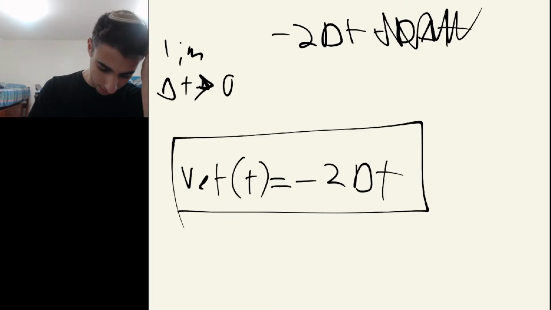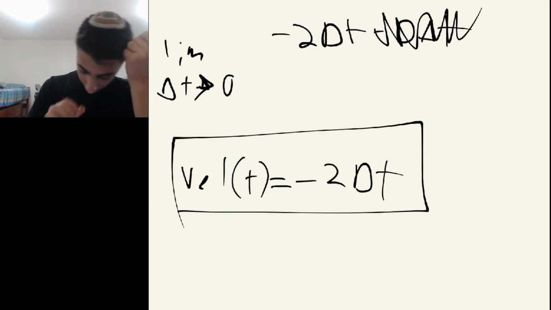And it's not Velt, it's Vel. I don't know why I put a T there. It's probably because I've been typing or writing T a lot.